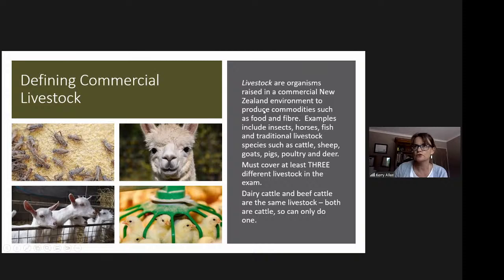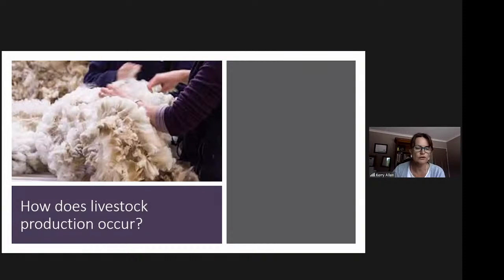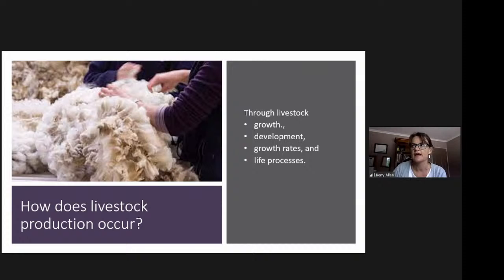Okay, so once you have decided on what livestock you're going to do, we now need to understand how that livestock production occurs. In particular, there's 4 things that this occurs for. Firstly, it is growth. Then secondly is development. Thirdly is those growth rates, so how fast that animal grows. And then lastly, life processes. So that is digestion, reproduction, etc.